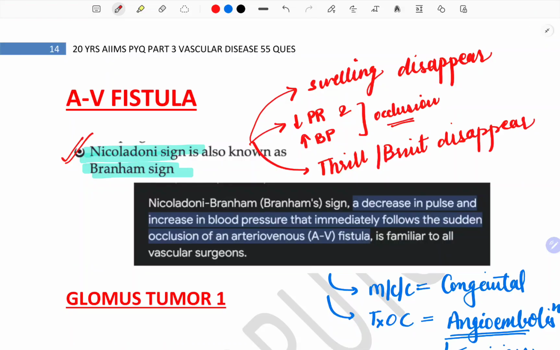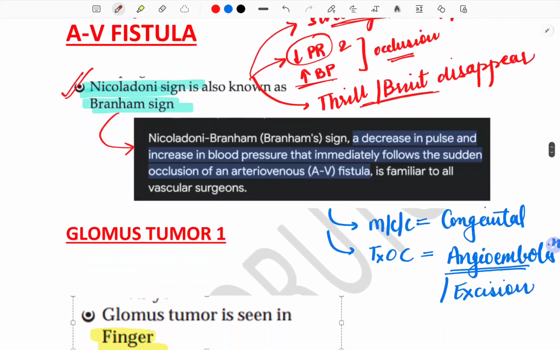Now let's move to the next topic, that is arteriovenous fistulas. Now only one question has been asked, that is the Nicoladoni sign or the Branham sign. This is when we occlude the AV fistula, then the swelling disappears, the thrill and the bruit disappear, and the pulse rate decreases and the BP increases. This is what is known as the Nicoladoni or the Branham sign. Now few more points. The most common cause of AV fistula is congenital and the treatment of choice is angioembolization and if not possible, excision.